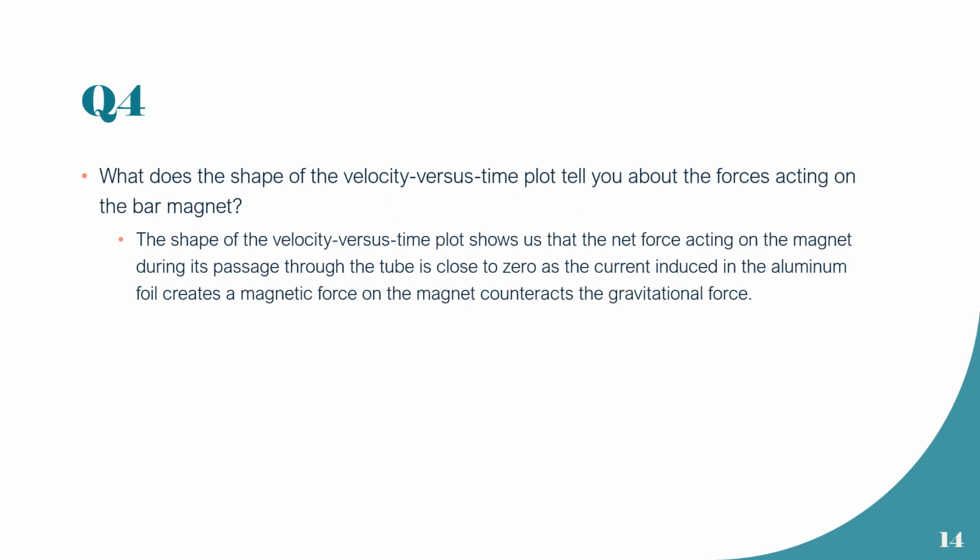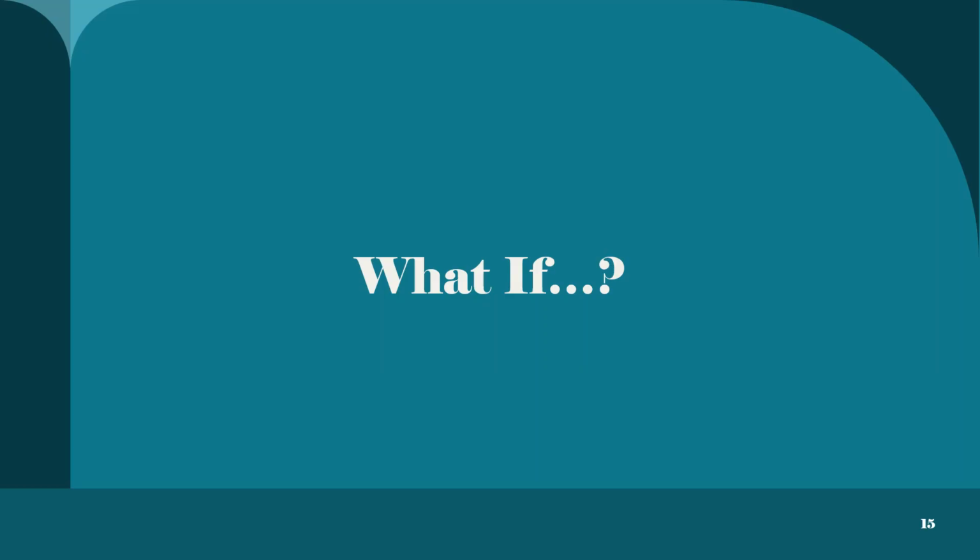Question 4, what does the shape of the velocity versus time plot tell you about the forces acting on the bar magnet? The shape of the velocity versus time plot shows us that the net force on the magnet during its passage through the tube is close to zero, as the current induced in the aluminum foil creates a magnetic force on the magnet that counteracts the gravitational force.